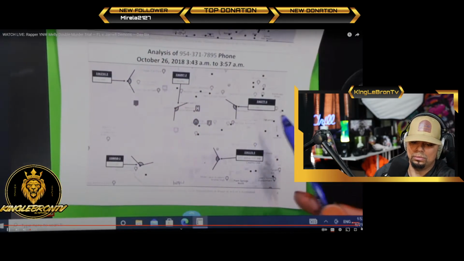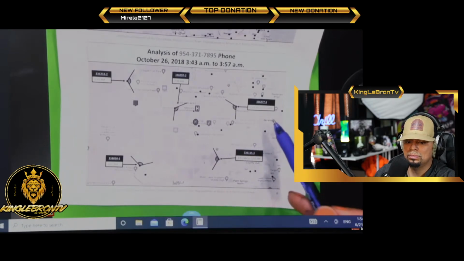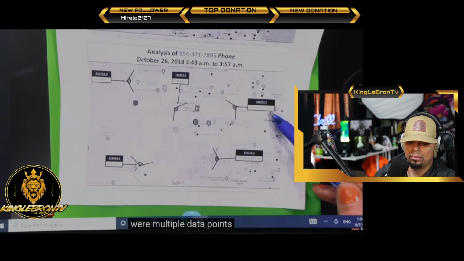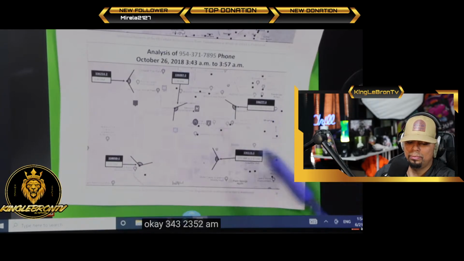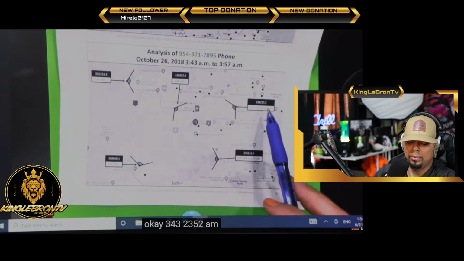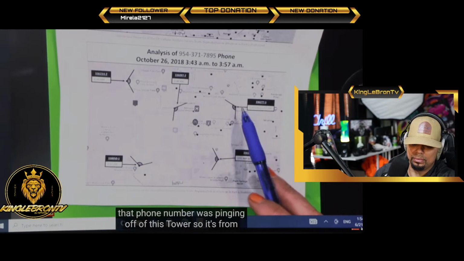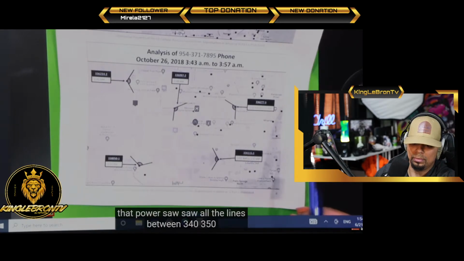Can you explain what this means? Can you see that? 340, the text box that you're pointing to? Yes. That means there were multiple data points on that tower and sector between 3:43 a.m. and 3:52 a.m. So that phone number was pinging off of this tower. It's from the engineering reports, and that tower saw the phone multiple times between 3:43 and 3:52.